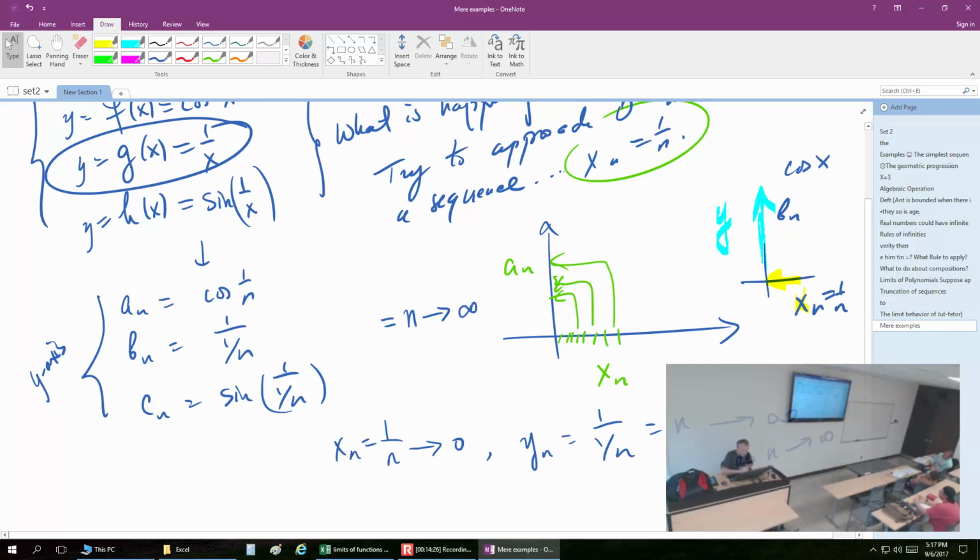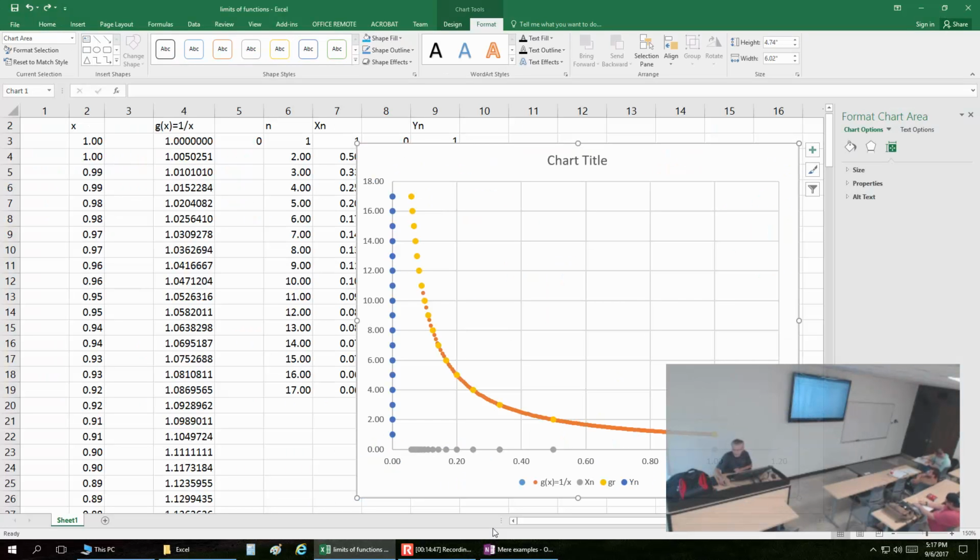So once again, we read this as x approaches 0. Okay, and we read this as y approaches infinity. Okay, so that is the behavior of the function that we have discovered. Certainly it is visible on the graph to begin with.